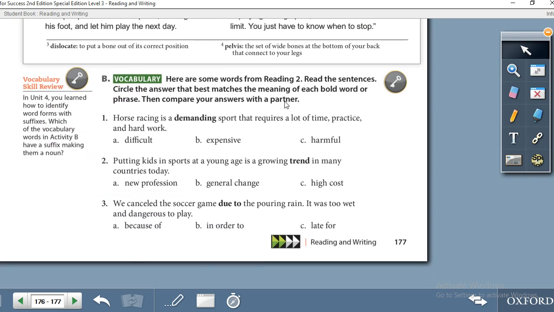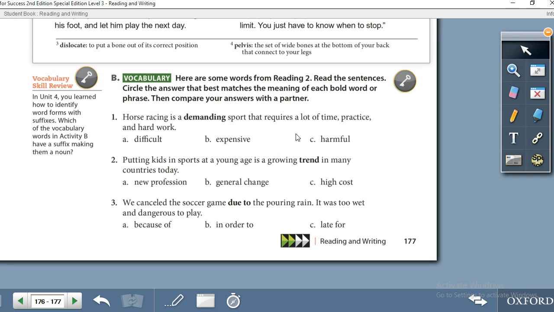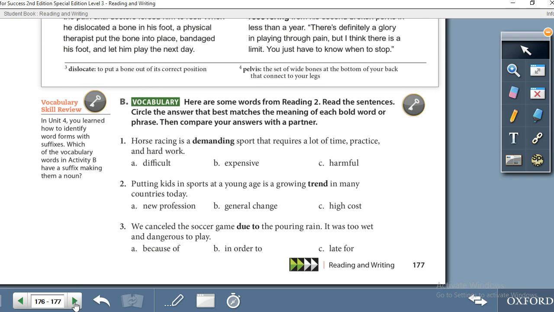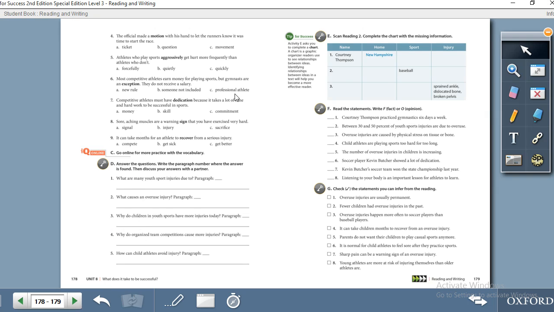So we're going to move on to exercise B, vocabulary. Here are some words from reading 2. Read the sentences. Circle the answer that best matches the meaning of each bold word or phrase. Then compare your answers with a partner. So let's look at number 1 for example. Number 1, horse racing is a demanding sport that requires a lot of time, practice, and hard work. Is it A, difficult? Is it B, expensive? Is it C, harmful? You are going to circle the correct answer. So let us move on to the next page, page 178.